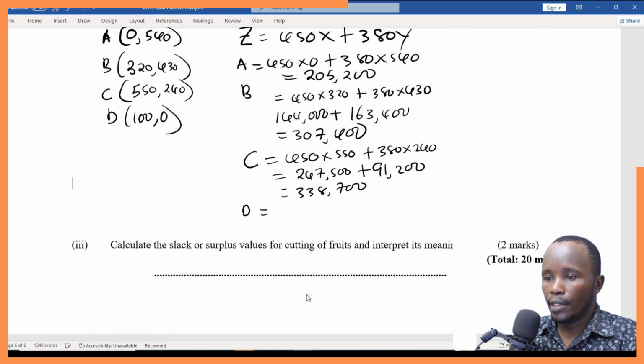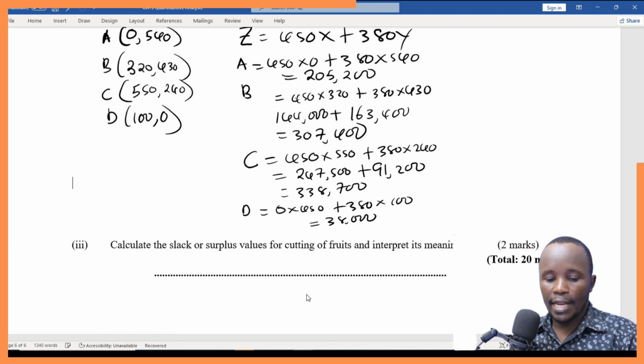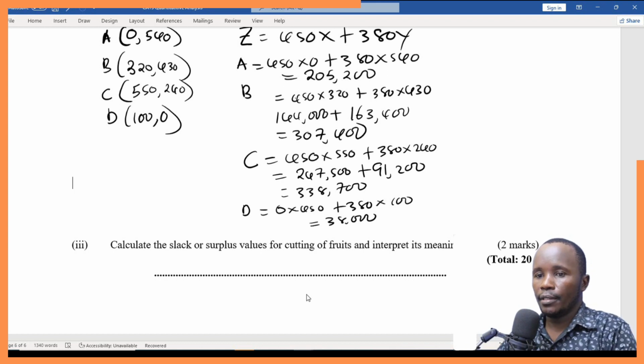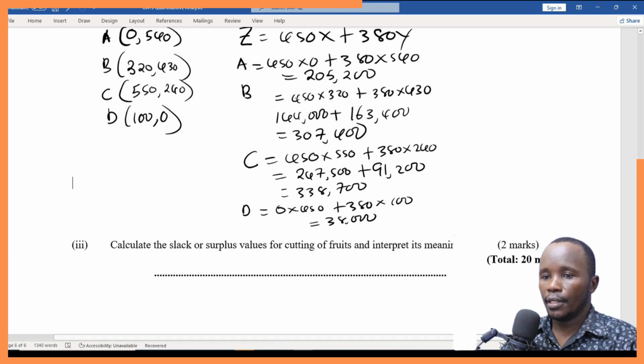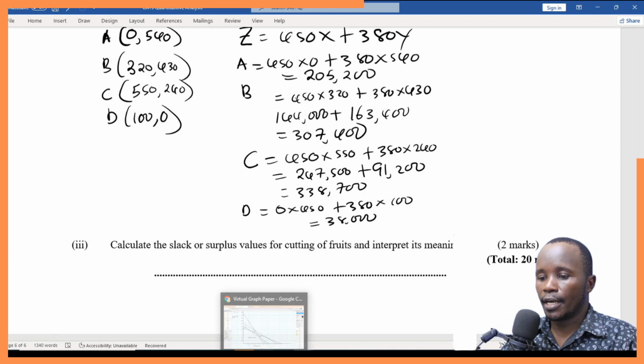D is 0 times 450 plus 380 times 100. This gives me 38,000. Now, let's make our conclusion. Is it that 38,000? Let me see. Let's go to the graph and see.